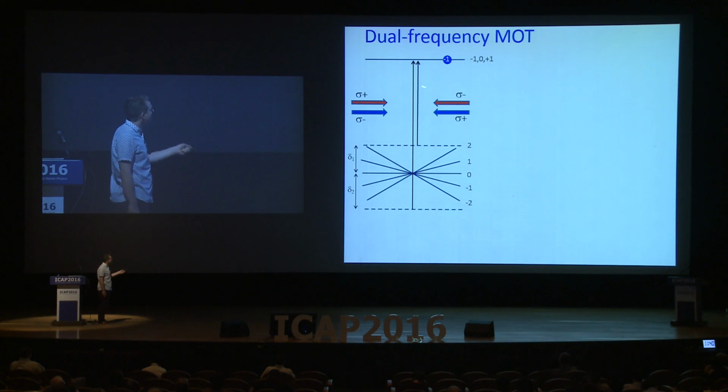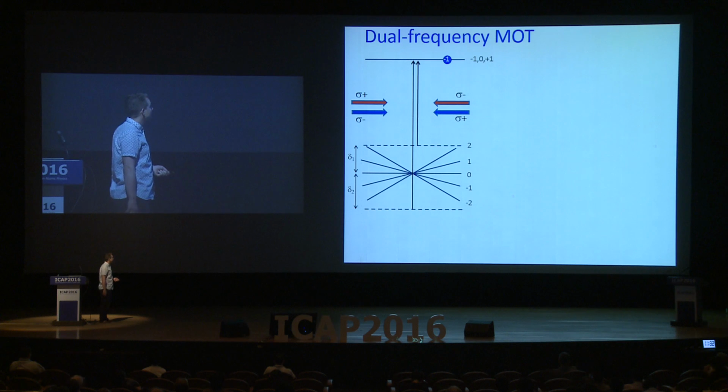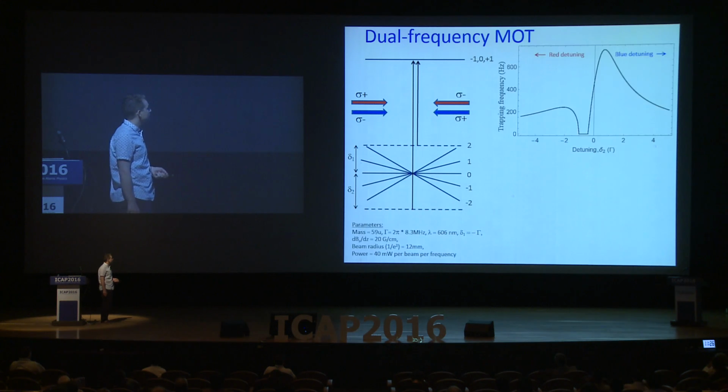So again, the beam that pushes back towards the center is the one that is interacting the most. So this looks like it ought to work. To check whether it does work, we've done some complete numerical simulations of this sort of MOT.